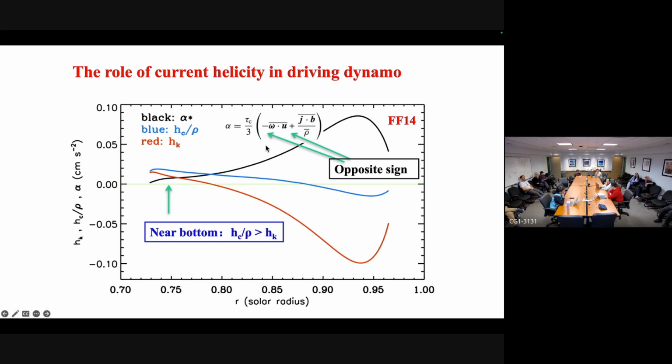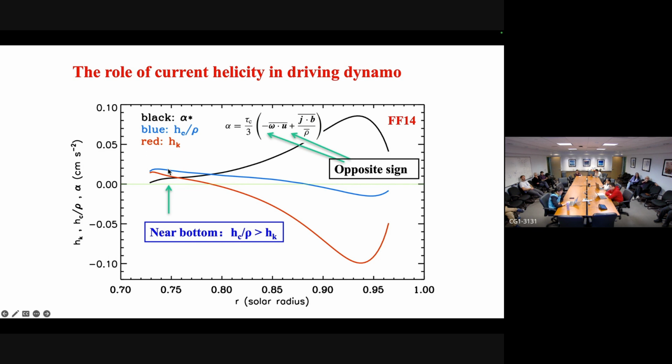Question: how strong is the magnetic field compared to the velocity when you do this? Are they comparable, or is one much smaller? You mean energy or current? The energy is comparable, but here it is the current helicity and the kinetic helicity. That's the difference, and I will talk about this later on.